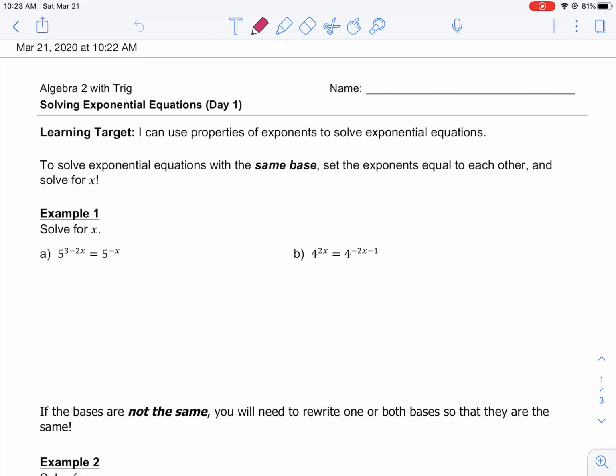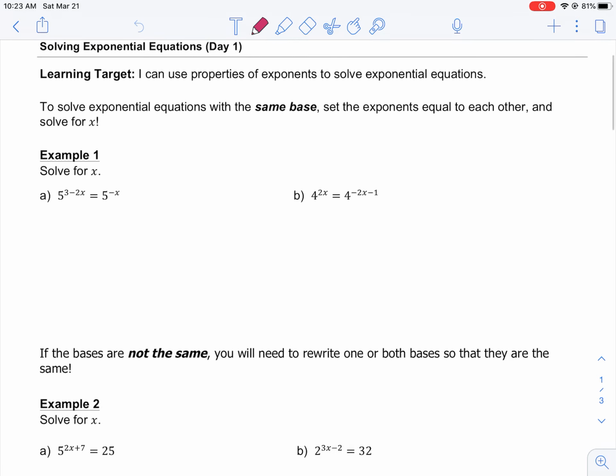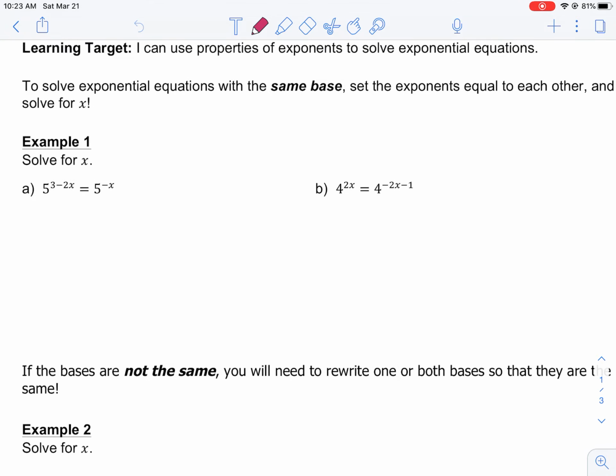We're going to move on from compound interest, and today we're going to start talking about solving exponential equations. What you're going to notice about the equations that we look at today is that the variable is in the exponent. If we take a look at example 1, we're asked to solve for x, and it says 5 to the 3 minus 2x equals 5 to the negative x.